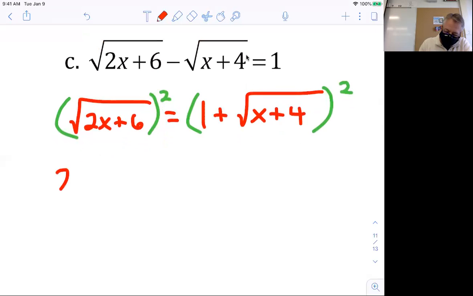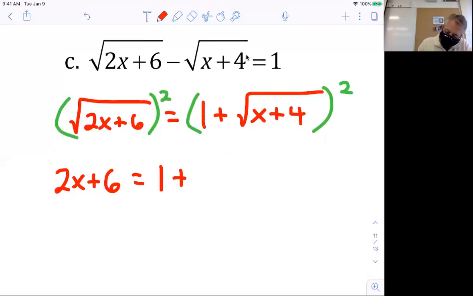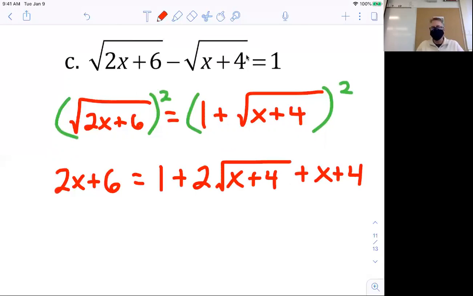So on the left side, we get 2x plus 6 because we have the square root squared. But on the right side, don't forget, that is a FOIL. We have to do 1 plus the square root of x plus 4 times 1 plus the square root of x plus 4. So that FOILs into 1 plus 2 square roots of x plus 4 plus x plus 4. So I FOILed out the right side.